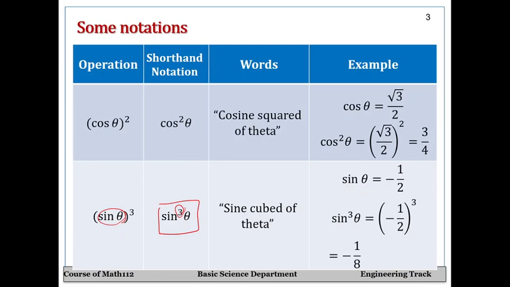Here's an example. If cosine theta is square root 3 over 2, then cosine squared theta is equal to square root 3 over 2 squared, which is 3 over 4. The same thing happens for sine cubed. Sine cubed theta means sine theta cubed. If sine theta is equal to negative 1 over 2, you're taking the cube of it, so sine cubed theta is equal to minus 1 over 8.